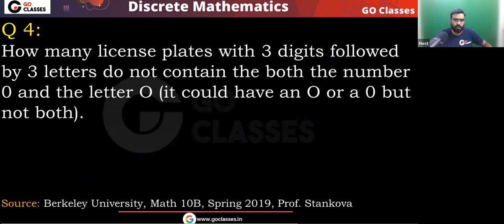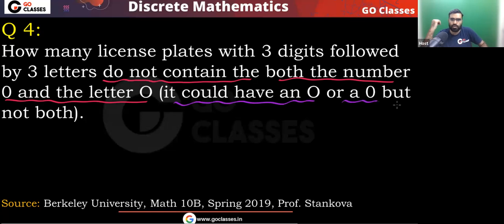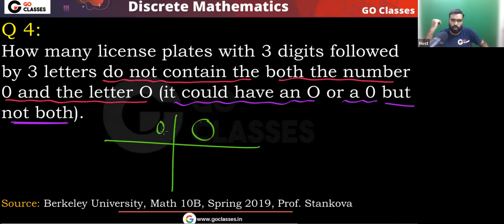Question number 4. How many license plates are there with 3 digits followed by 3 letters, that do not contain both the number 0 and the letter O? It could have 0 or it could have O, but not both. See, this is 0 and this is O.